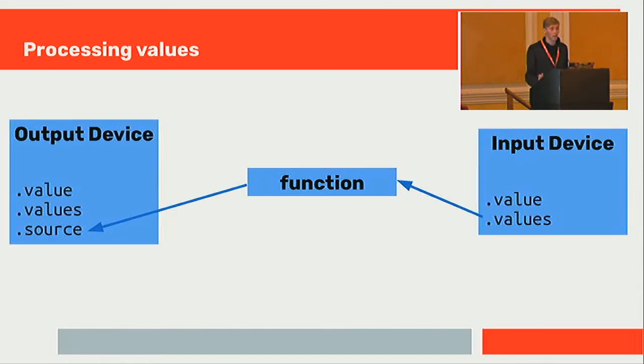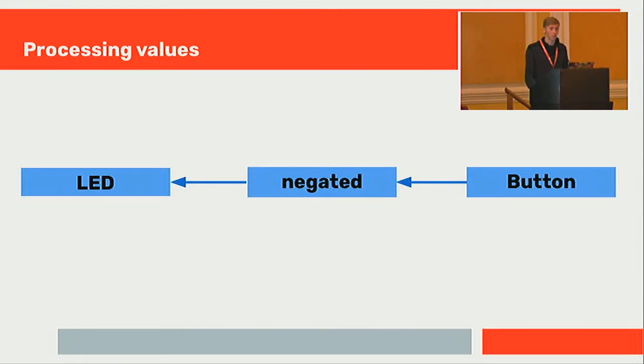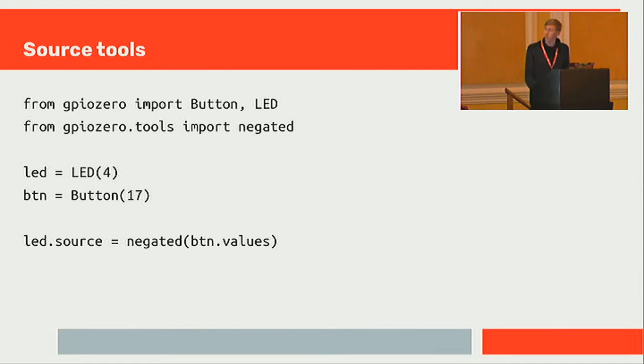As well as directly pairing up two devices, you can also process the value in between. You can have your own function that does something to that value before it gets to the next device. For instance, if you had an LED and a button and wanted the opposite behavior, where pressing the button turns off the LED but it's on when not pressed, you can negate that value in between. We actually provide a bunch of what we call source tools within the library for common things like that. So you can easily negate the values as they go into the LED by setting the source to the negated button values.